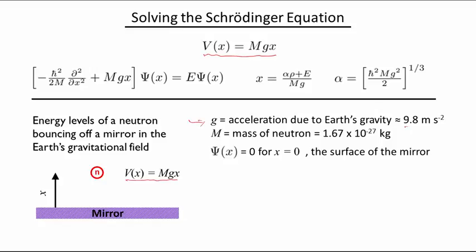G, acceleration due to the Earth's gravity. We just take a nominal value, 9.8 meters per second squared. M, the mass of the neutron, about the same as the mass of the proton. Here's a nominal value. We're just going to use a rounded number value.